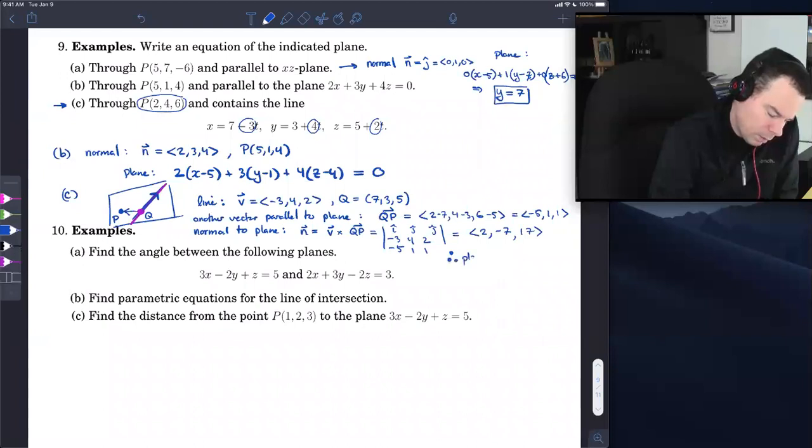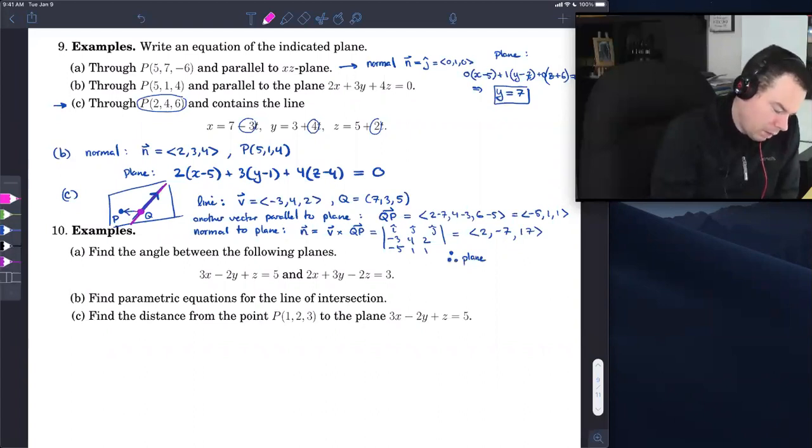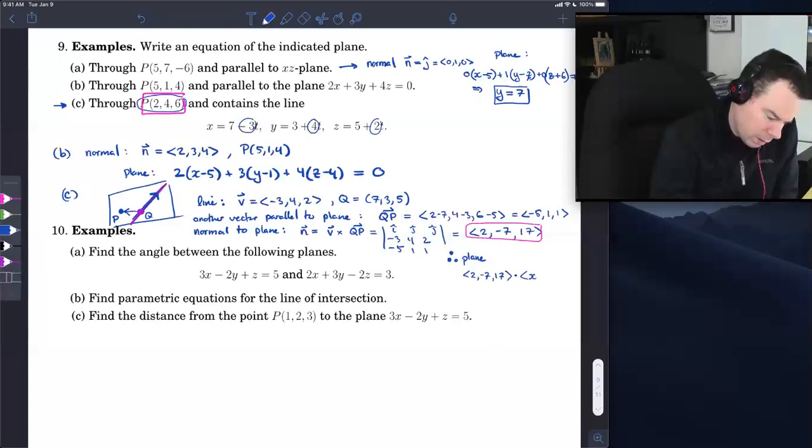And therefore, the plane is given by, we have a point on the plane, which is our point P. I'll highlight that in the question again. We have a normal vector to the plane. And so our equation of the plane is given by the normal vector dotted with an arbitrary point x, y, z minus the point we know. So I'll move this over a bit so I can fit it all in.